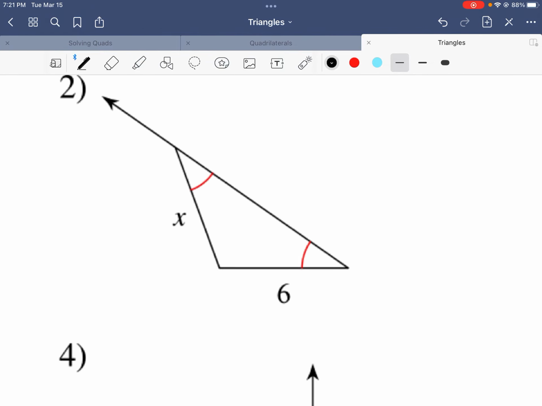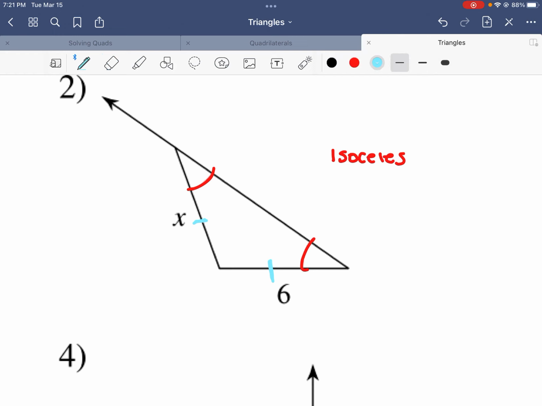All right, let's do question 2. So again, we have an isosceles triangle because I have 2 angles that are equal. Isosceles. And we're going to look at their corresponding sides. So the one that's across from this angle is right here. And the one across from this angle is right over here.